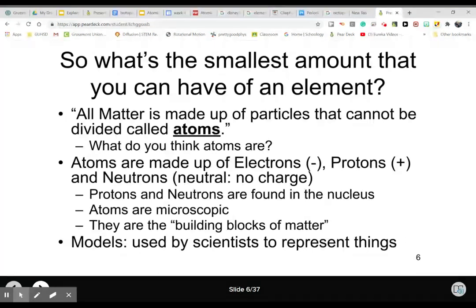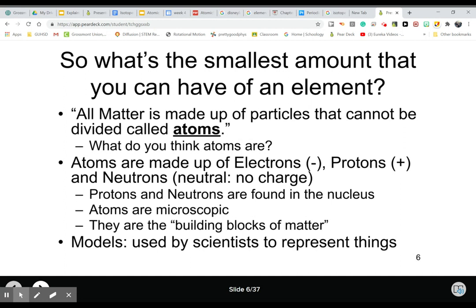Now, you no longer have the same chemical properties of the atom, but you still have a certain number of electrons, protons, and neutrons. Those are kind of like the DNA of the atom. Electrons have a negative charge, protons have a positive charge, and neutrons are neutral or have no charge. Protons and neutrons are in the nucleus. Atoms are also microscopic, and they're the building blocks of matter.